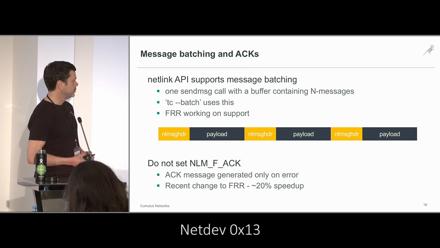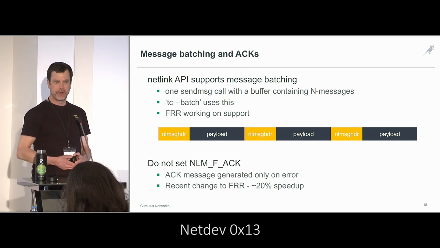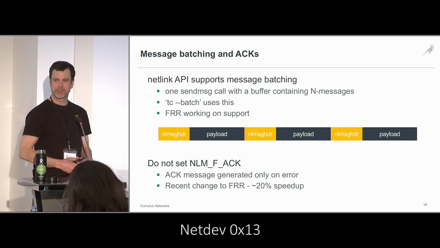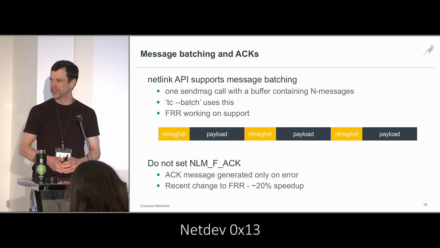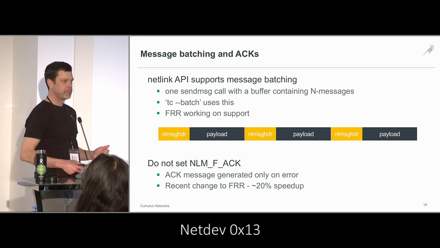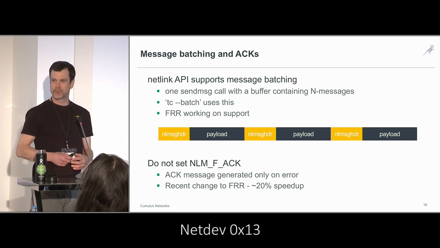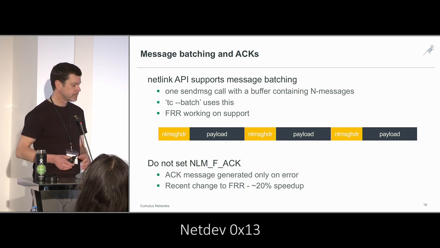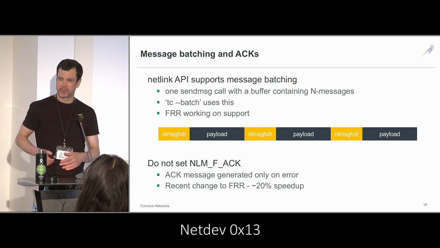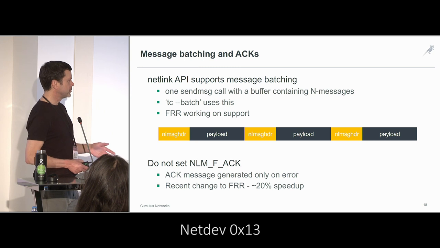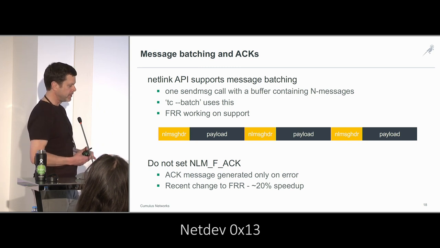Another option is to not set the ACK flag for every message. So don't have the kernel send you back that everything was good, everything was good, everything was good, and instead only get back an error message. So if you push down a command that the kernel says it can't do for you, then you get an error message back, and you can say everything else must have worked fine. Although based on that last discussion, perhaps assumptions aren't a good thing. Anyway, FRR recently switched to not getting an ACK for every message, and it was a ballpark 20% improvement.